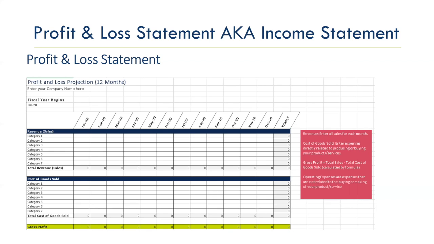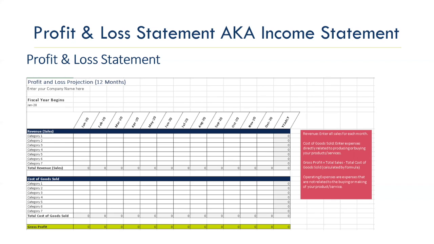Cost of goods sold, again, you can read the explanation, but it's the expenses directly related to producing or buying whatever products or services that you sold over the time period that the profit and loss statement is covering.